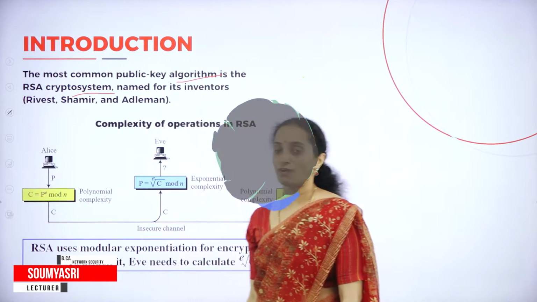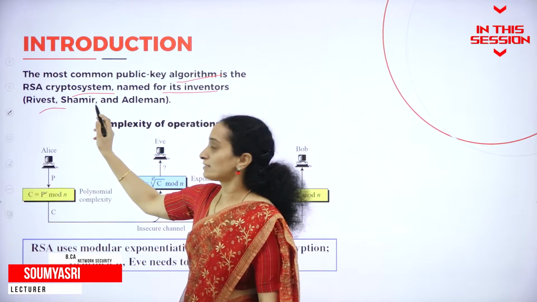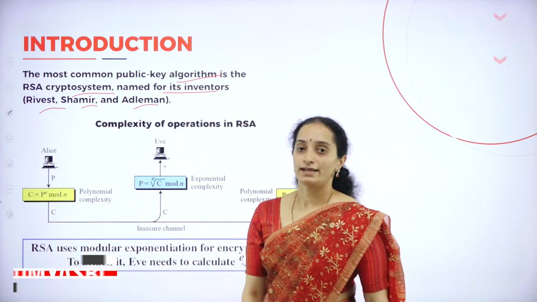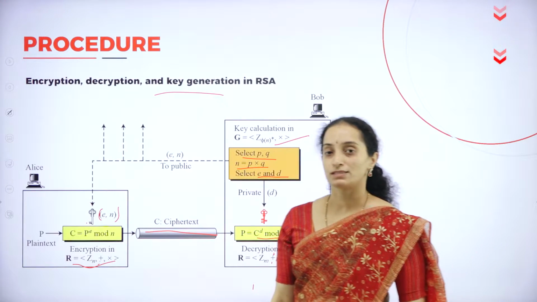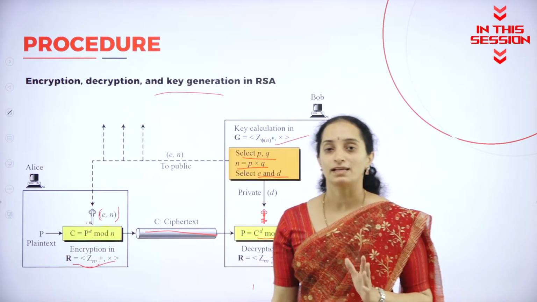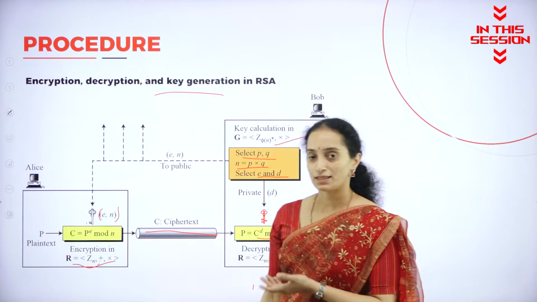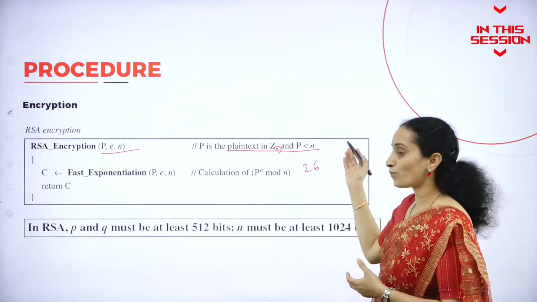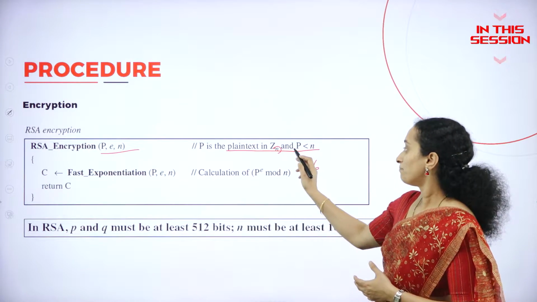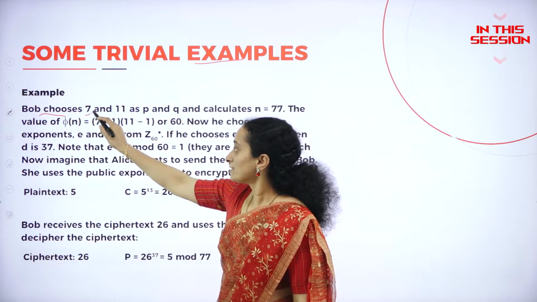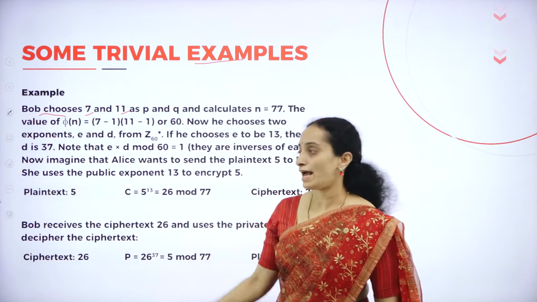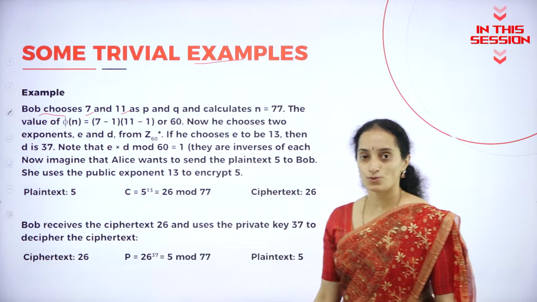What is the meaning of RSA? It is Rivest, Shamir and Adleman. So this is how an RSA cryptosystem is going to encrypt as well as decrypt the plain text. If it is more than 26, the P will be divided into blocks. Receiver chooses 7 and 11 as P and Q.